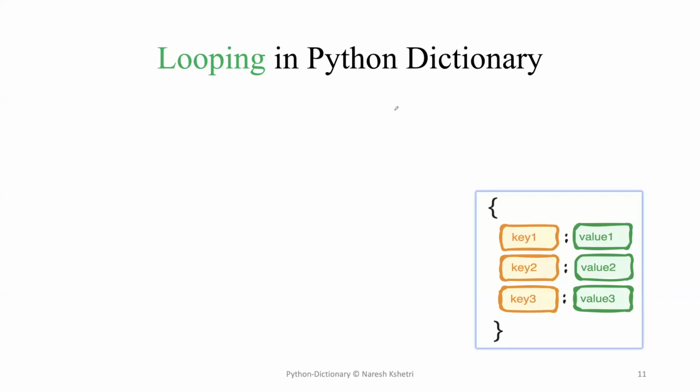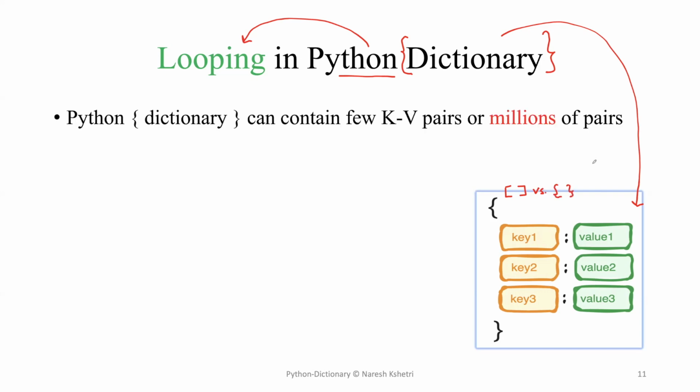Hello everyone, welcome back. Today in this video, we are going to talk about Python looping through the dictionary data type. If you do not know what exactly the dictionary data type is, please go back and watch my previous video, where I tried to differentiate between the list data type and the dictionary data type, another important and powerful data type used in the Python programming language.